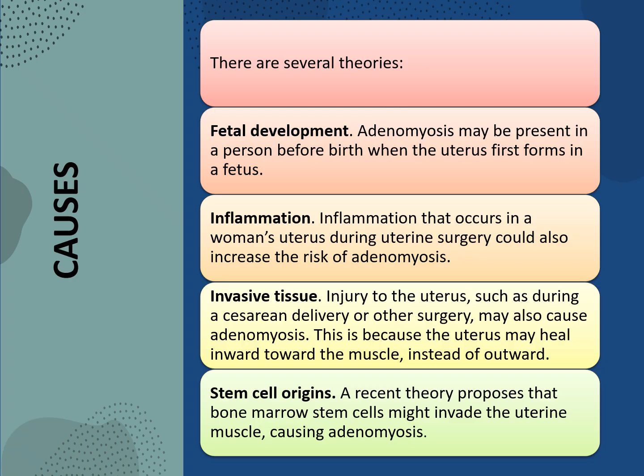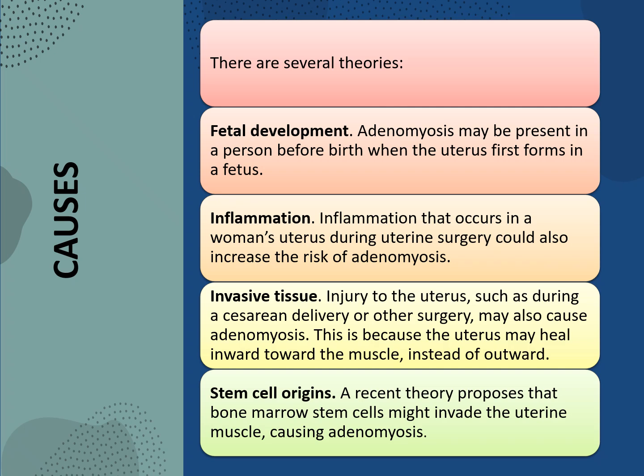The second theory is the inflammatory theory. Inflammation following uterine surgeries such as caesarean section, dilatation and curettage, or fibroid removal may weaken the boundary between the endometrium and the myometrium, allowing tissue invasion. The third one is the tissue injury and repair theory. After uterine injury, the healing process may direct endometrial cells inward into the muscular wall instead of outward.